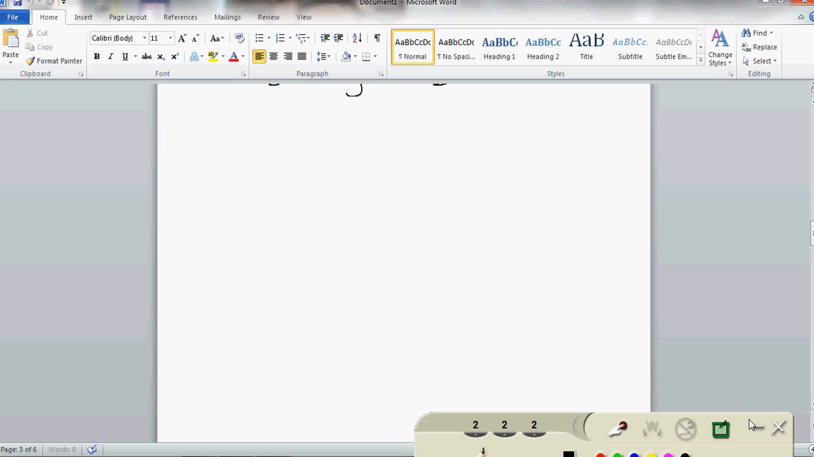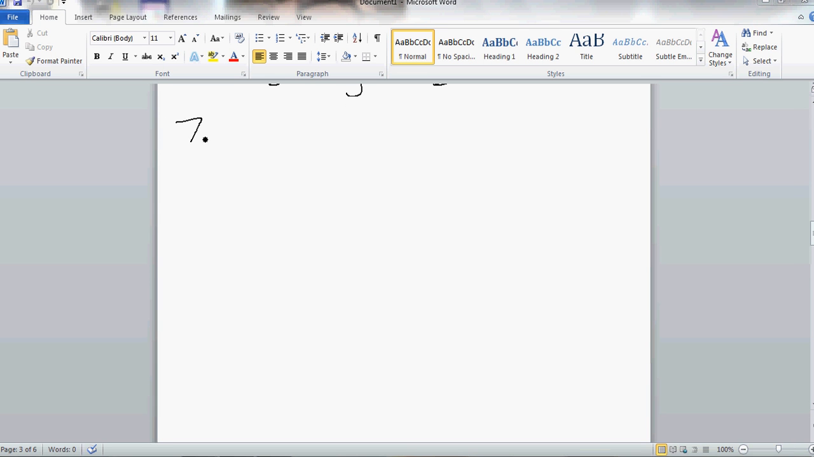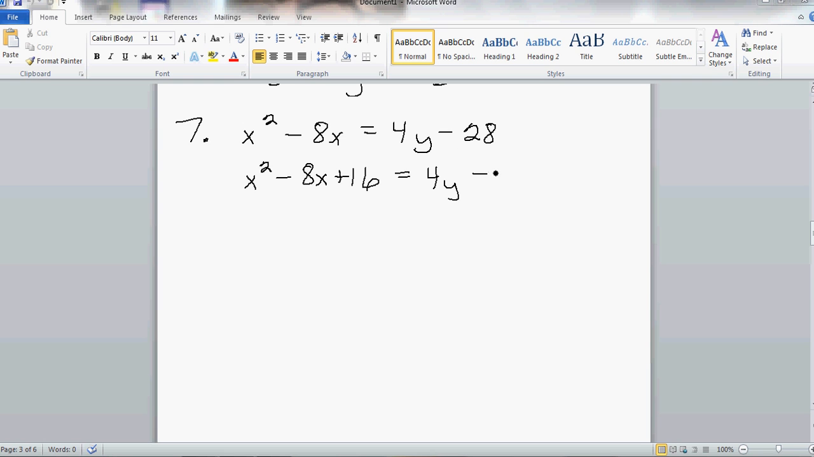Number 7 asks us to find all those things and then graph it as a result. So here we've got a little bit of a different situation. X squared minus 8x equals 4y minus 28. Now, the very first thing we have to do is complete the square on the squared side. So, remembering how to complete the square, take half of this right here, which is 4, and square it, and we get 16. But to keep things equal, we have to do that over here as well. We have to add 16 over here.